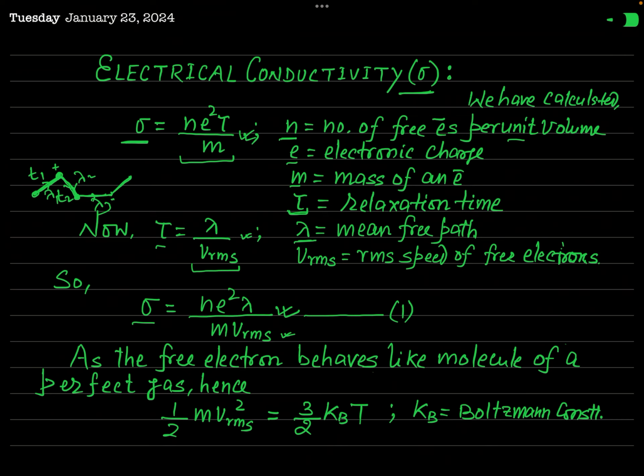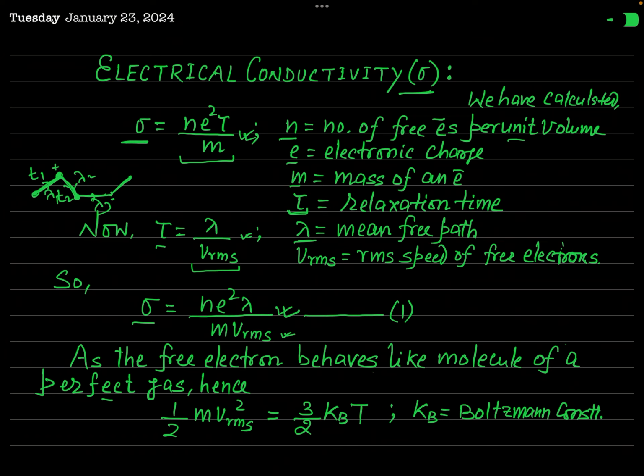But as I have told you, according to Drude theory, the free electron behaves like a molecule of a perfect gas. We simply say that these free electrons are an electron gas. Here the gas is made up of not molecules but electrons. And I have also told that any formula of kinetic theory for perfect gas can be utilized for the electron gas.